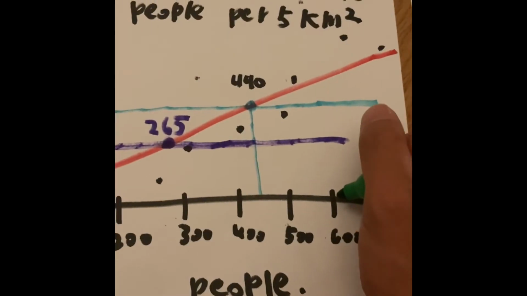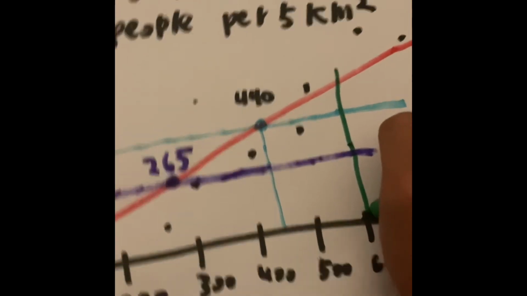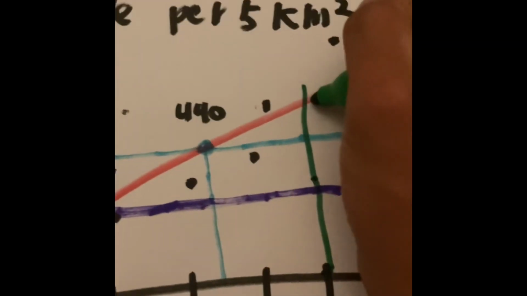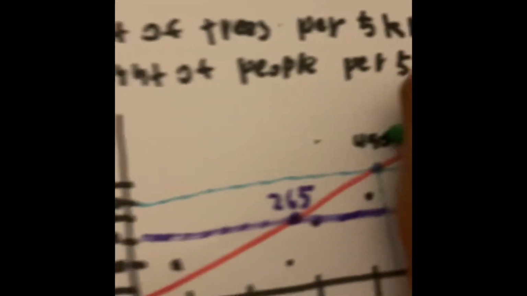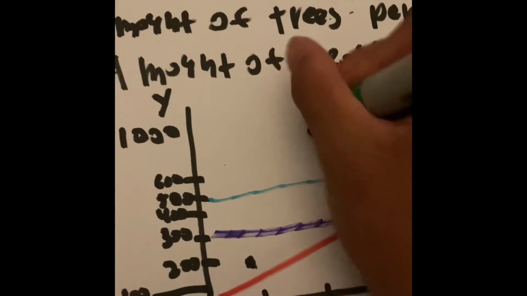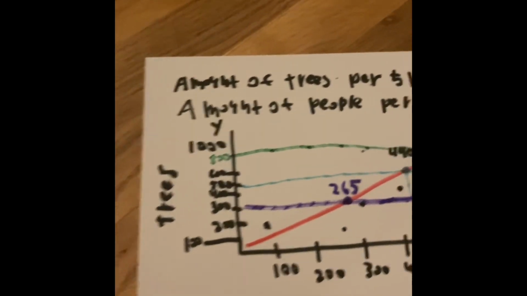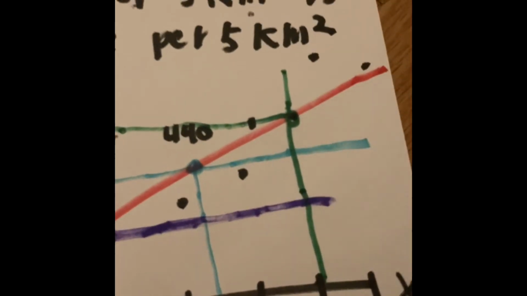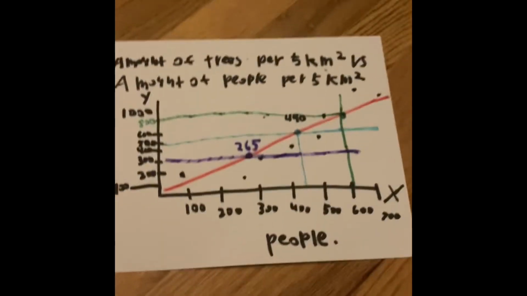Here's an example. How many trees? Well, there are 600 people. How many trees do you expect to be compared with? So here's trees right here. Here's people. We'll draw a dot right here and draw a horizontal line. I'm going to say it's around 800 trees. So 800 trees, 600 people. So that can be another example where you find the best fit and predict what it is.